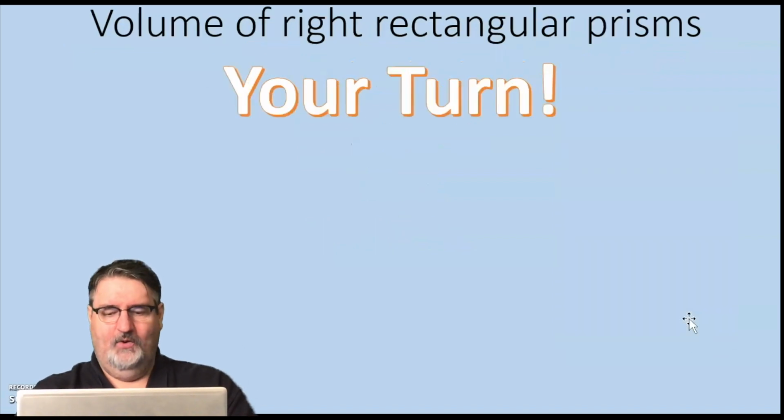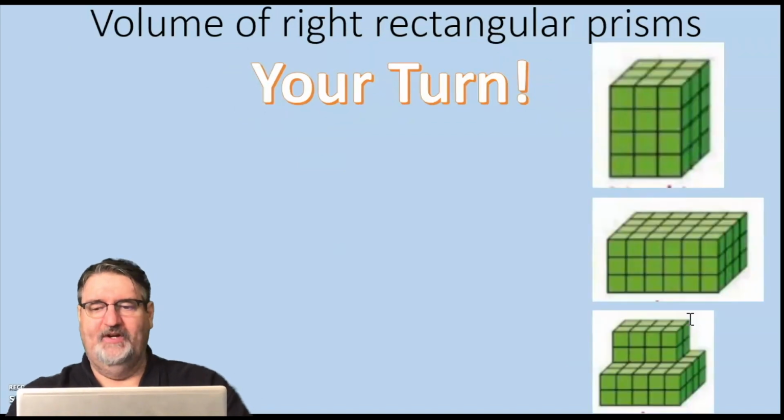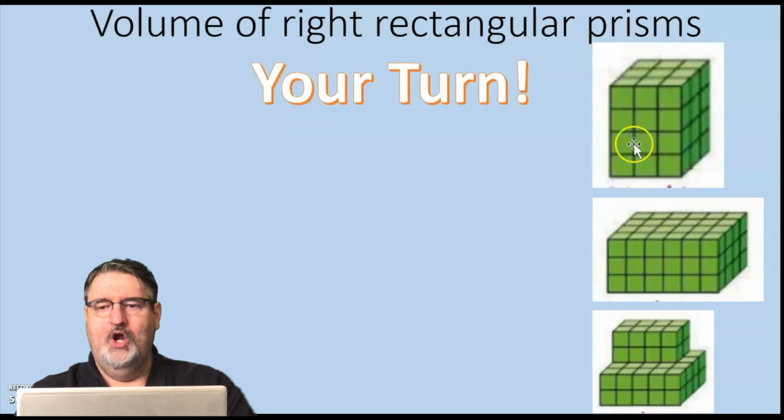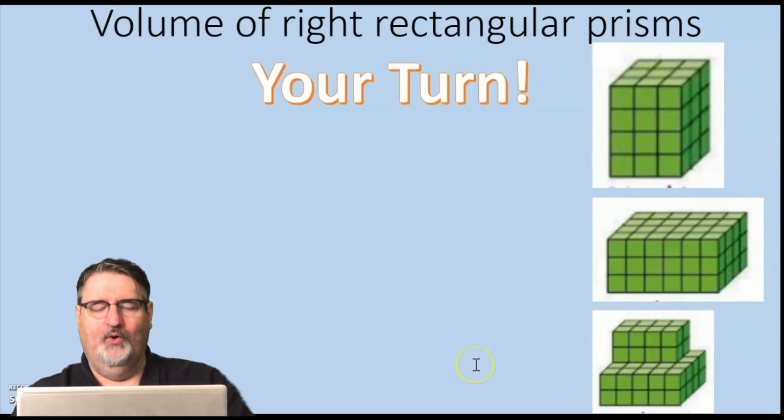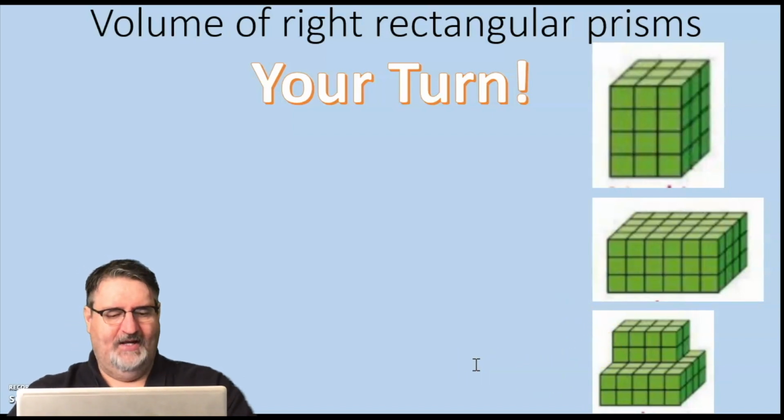All right. Well, let's look at this. It's your turn. And so with this, we have these 3 shapes right over here. We have 1 right here, and that's a rectangular prism. This is a rectangular prism. And we have 2 rectangular prisms right here. And we're going to give you about 2 minutes, 15 seconds to be able to answer those and come up with the volume of those. All right. Good luck.